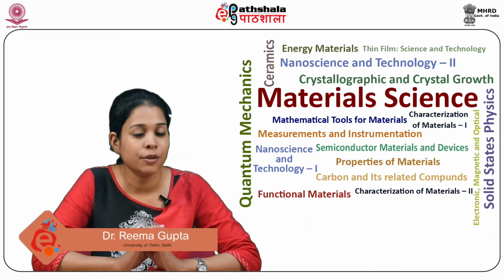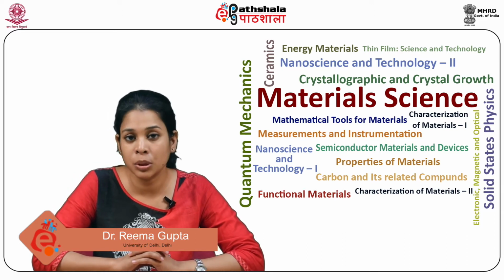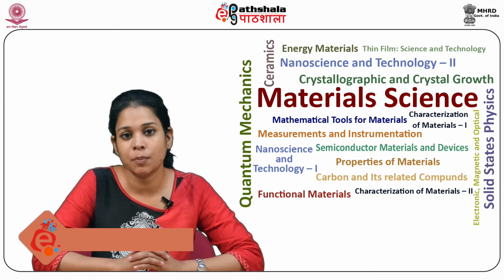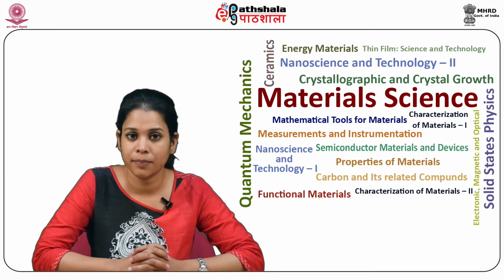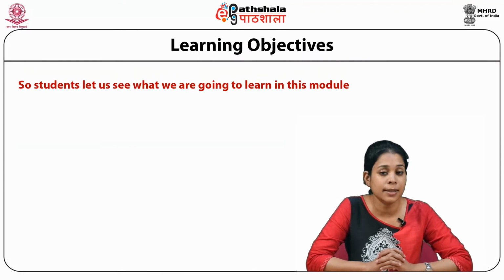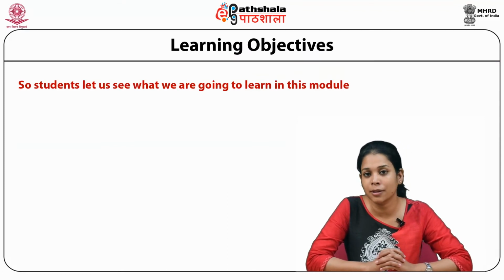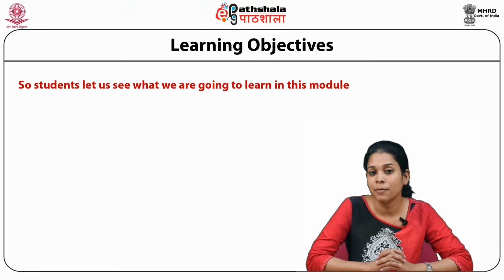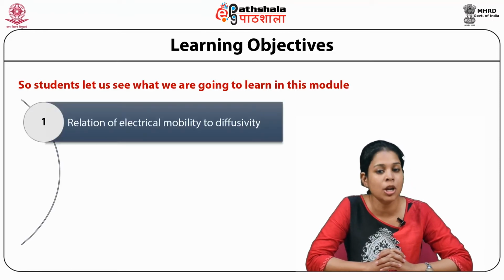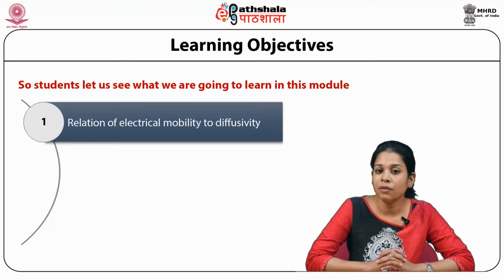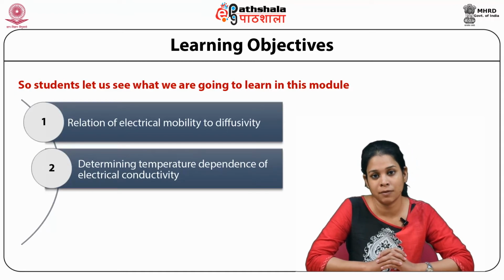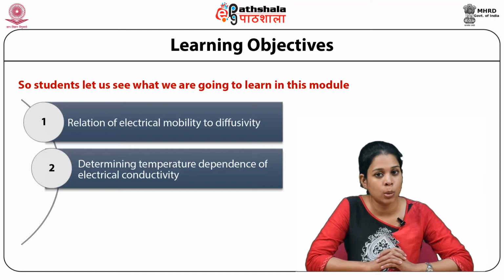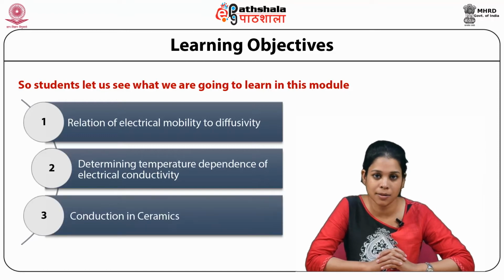Today we are going to discuss the module Electrical and Magnetic Properties Part 2 from the paper Ceramics. Students, let us see what we are going to learn in this module. We will be learning about the relation of electrical mobility to diffusivity. Then we will be determining the temperature dependence of electrical conductivity and discussing conduction in ceramics.